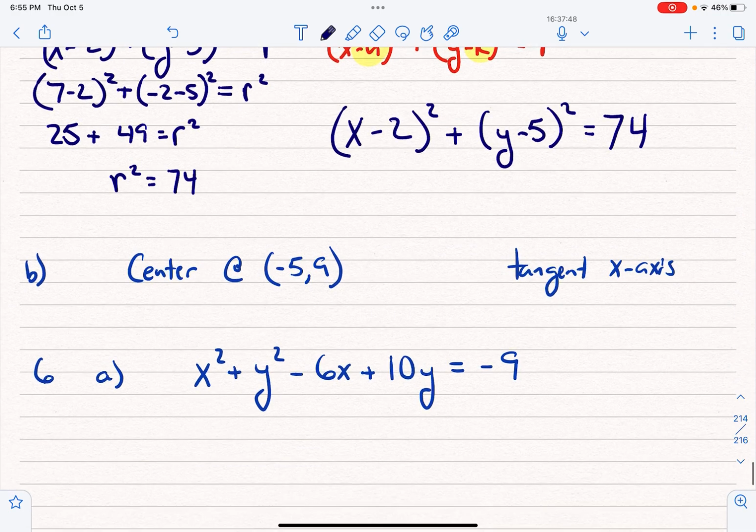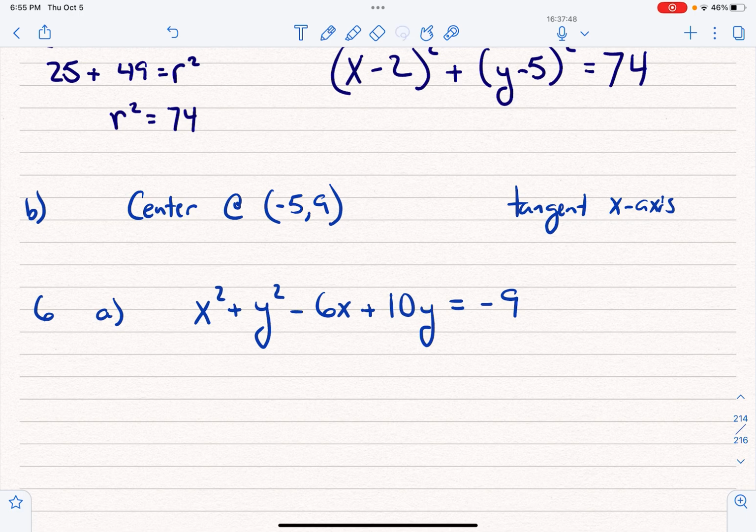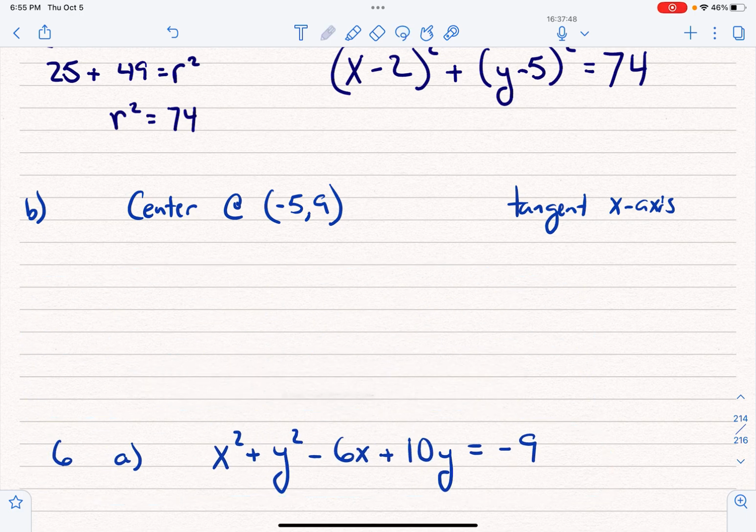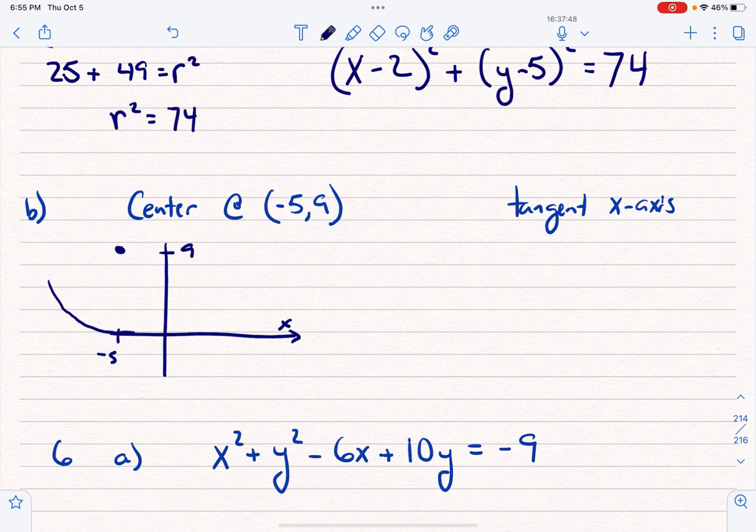All right. Next one, virtually the same thing, except it's got this little shortcut. And that is the fact that it's tangent to the x-axis. Now, when we did this in class, I said, go ahead and draw this. Here's the x-axis, but the center is at -5. Let's say that's -5, and all the way up at 9, we'll say that's 9. Okay, so the center's right here, but it's tangent to the x-axis, which means it just touches the x-axis in one point, which means this is the radius, and that is 9.